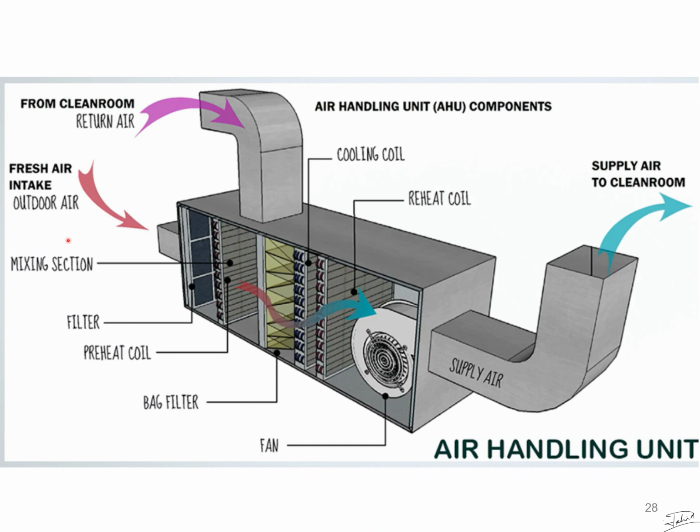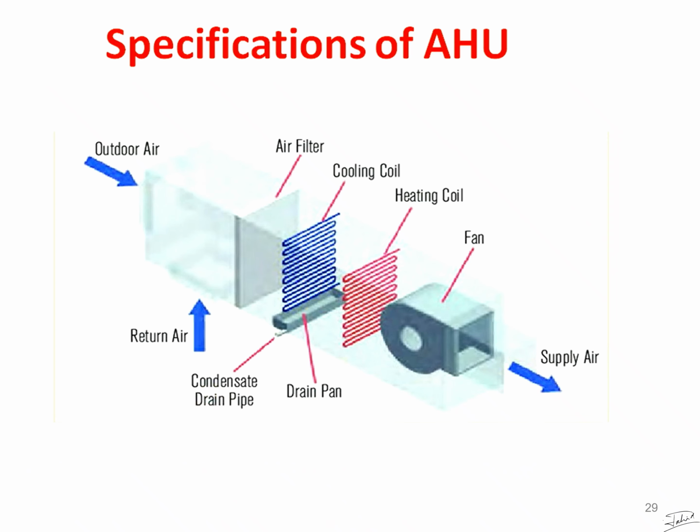So this is the overall structure of an air handling unit. You can see the cooling coil, reheating coil, the filter, preheat coil, mixing section, outdoor air, and the supply air duct. So this is an air handling unit. It is also shown here.